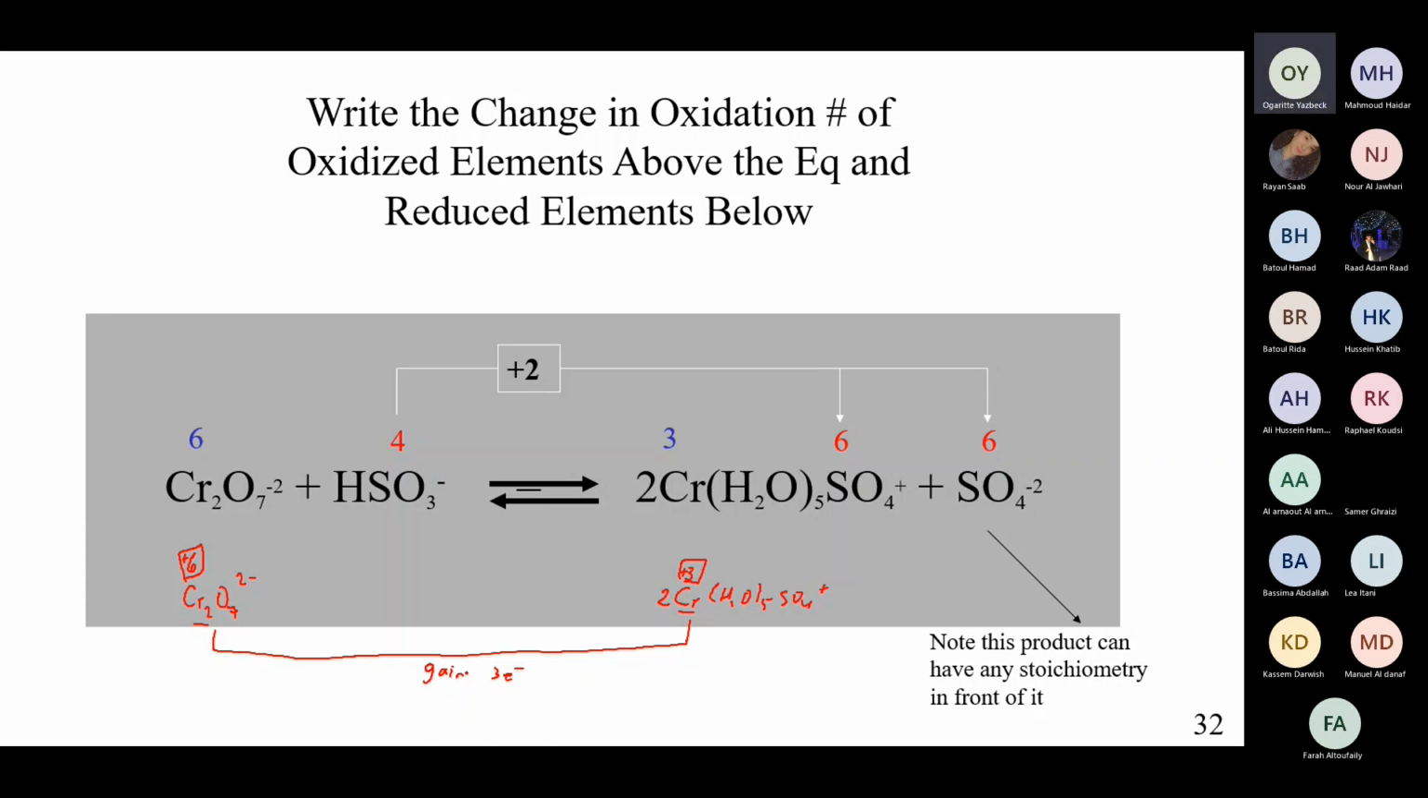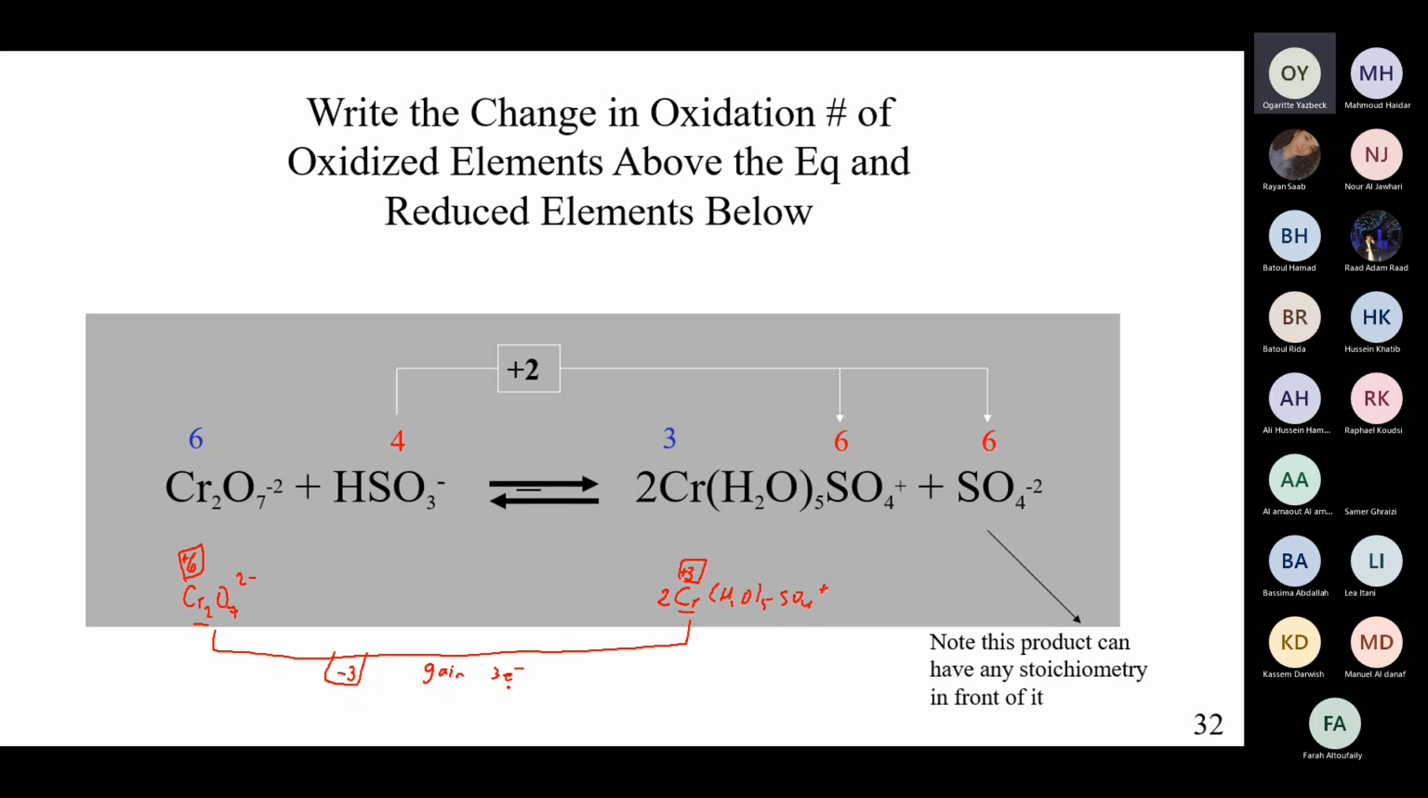Gaining 3 electrons. I like it to be written like this. Some people like to put minus 3, meaning gain 3 electrons, I don't know. In books you typically see minus 3. I like the phrase gain 3 electrons. So it's the reduction half reaction. Yes, this is for each chromium.